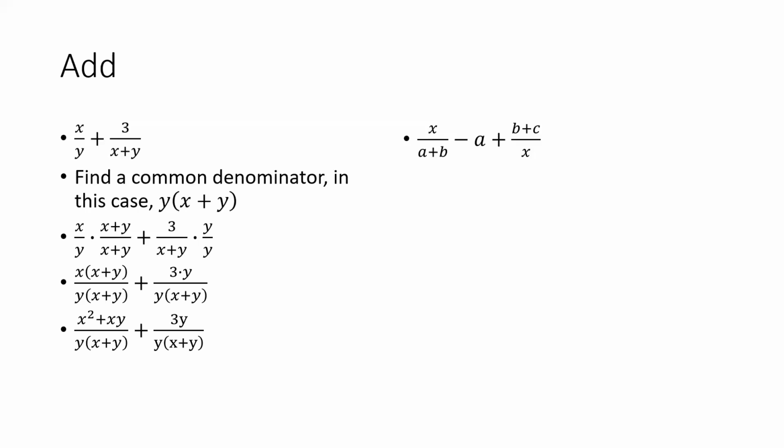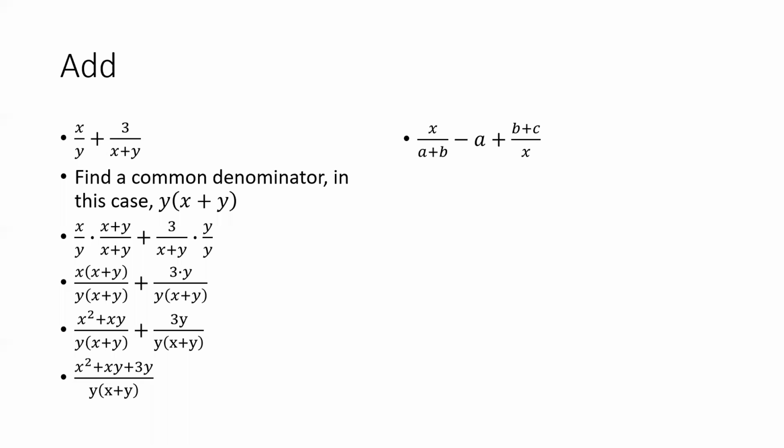And now finally, let's do the operation in the middle, which is addition. So we'll add the 3Y to the X squared plus XY. Remember, when you're adding fractions with a common denominator, the denominator stays the same.